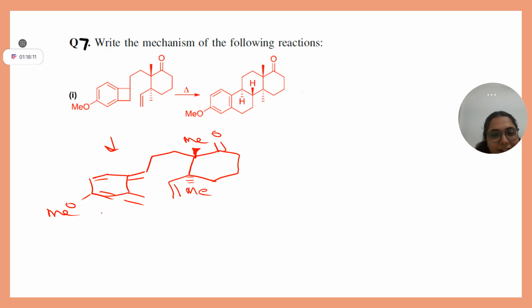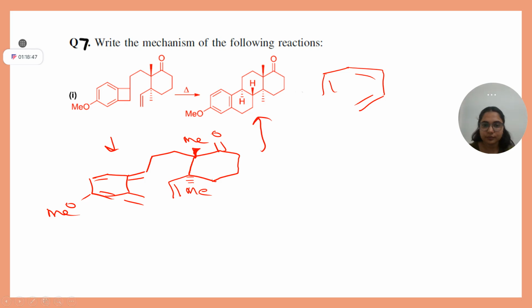Now, what reaction can take place? Now 4 plus 2 addition. 4 plus 2 or 6 pi electrocyclic ring closure? No, 6 pi electrocyclic ring closure is not possible, ma'am. Whenever there are 6 in conjugation, like this. But here they are not conjugated. Here intramolecular Diels-Alder reaction will take place and lead to this product.